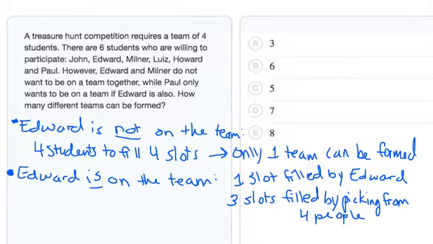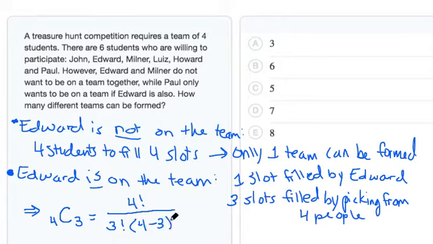So we need to determine how many different ways we can choose 3 out of the 4 remaining people to fill these 3 slots. To do this, we'll use the combinations formula, since the order in which people are picked doesn't matter. There's a couple of different notations for combinations. We can write 4 people, using the combinations formula, choosing 3. This formula gives us 4 factorial, the number of people we have in total, divided by 3 factorial, the number we're picking, times 4 minus 3 factorial.